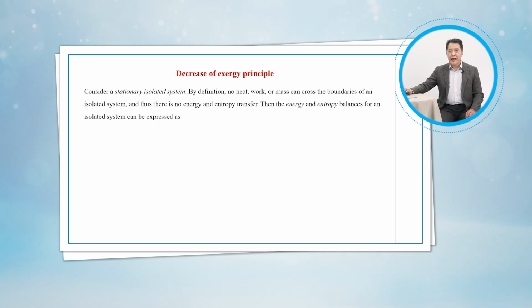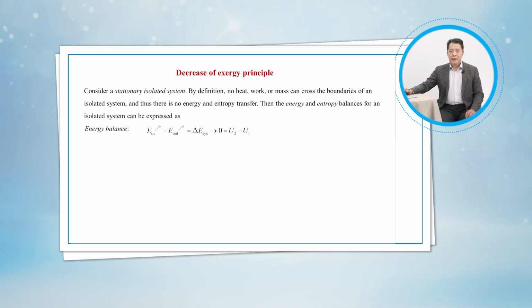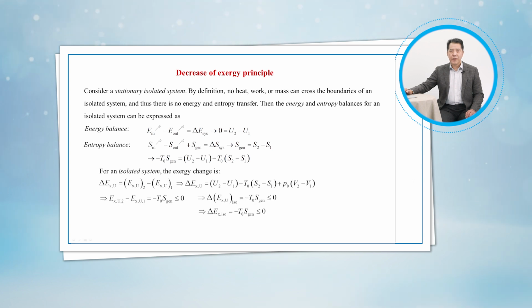Consider a stationary, isolated system. By definition, no heat, work, or mass can cross the boundaries of an isolated system, and thus there is no energy and entropy transfer. The energy balance for an isolated system can be expressed as the following. The entropy balance for an isolated system can be expressed as the following. For an isolated system, the exergy change is.